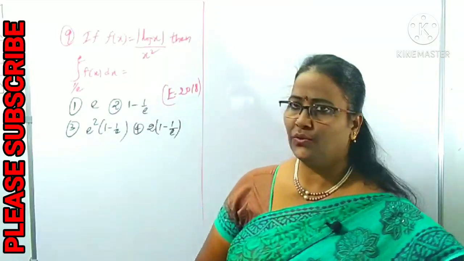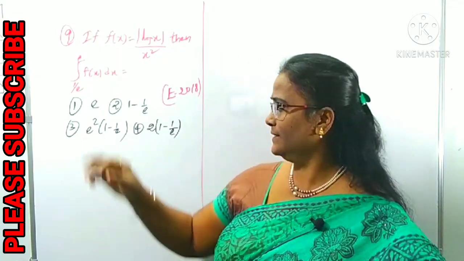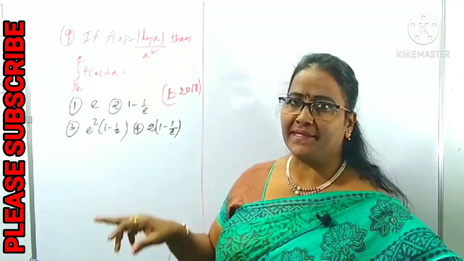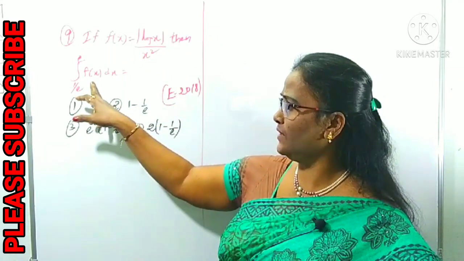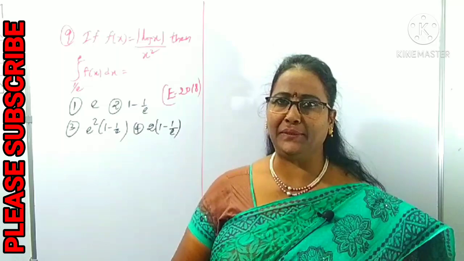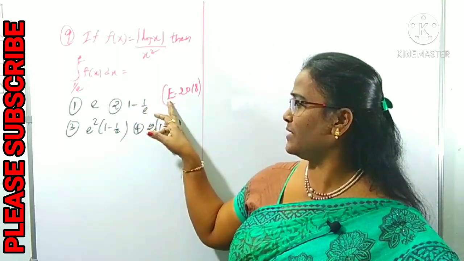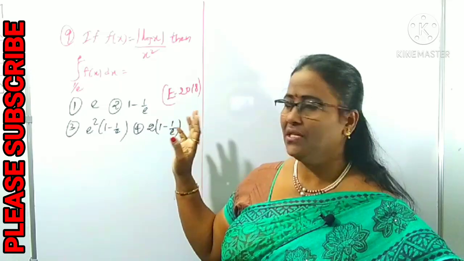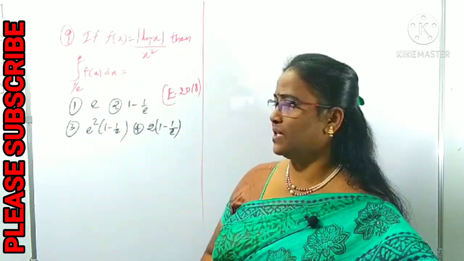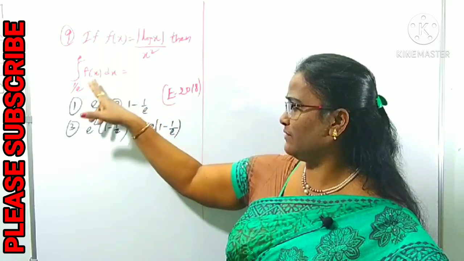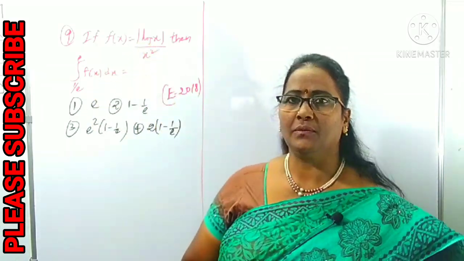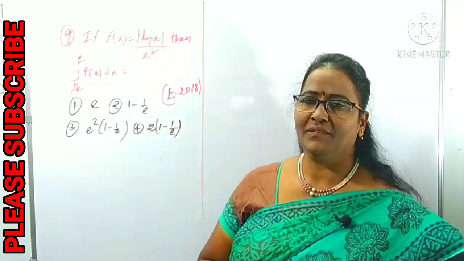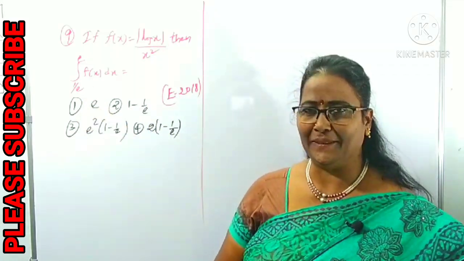Next question. So look at question number 9. If f of x is given as mod log x by x square, then it is asking for the integral of f of x between the limits 1 by e to e. This was given in EAMCET 2018. Okay, very simple question. The options are asking for the integral of f of x, where f of x is mod log x by x square, and directly we can find its integral between the limits 1 by e to e, right?